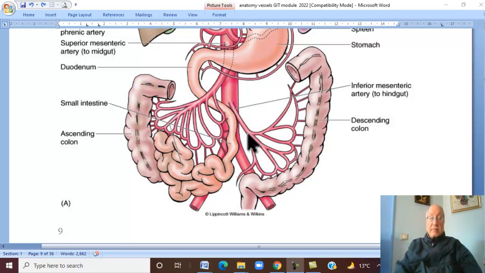jejunum, ileum, appendix, cecum, ascending colon, and the right 2/3 of transverse colon. This is the area supplied by superior mesenteric artery, which is the artery of the midgut.